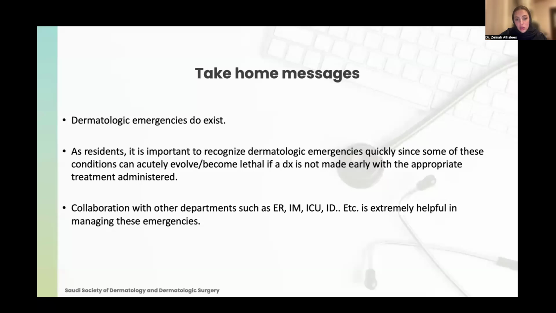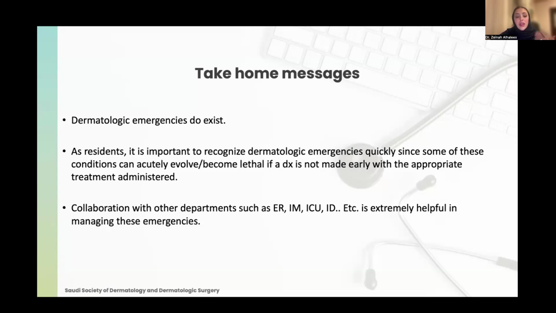So take-home messages: dermatological emergencies do exist, contrary to what a lot of services believe. As residents, I think it's very important for you to recognize these dermatological emergencies because the cases can sometimes evolve very, very quickly and become lethal. So I want you to be comfortable and confident knowing them and diagnosing them initially, and then obviously later on appropriately managing these patients.